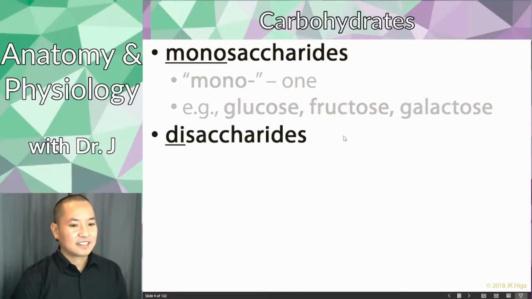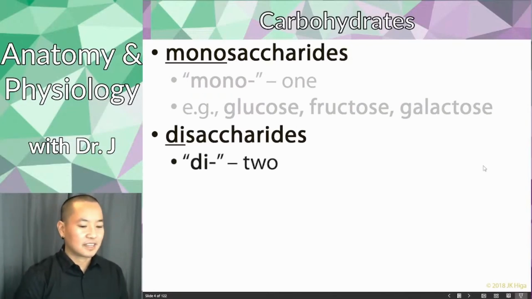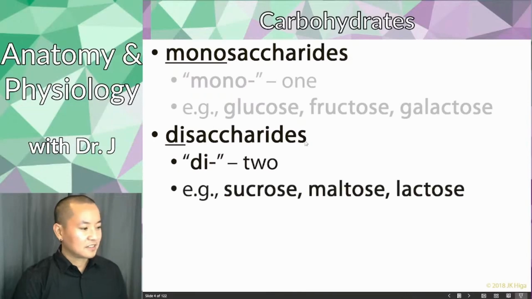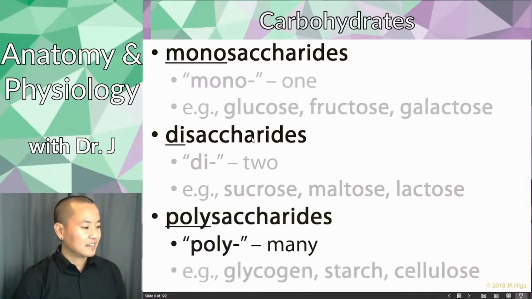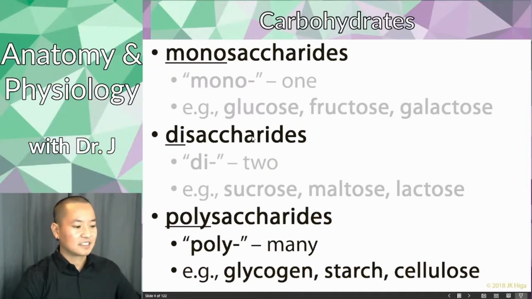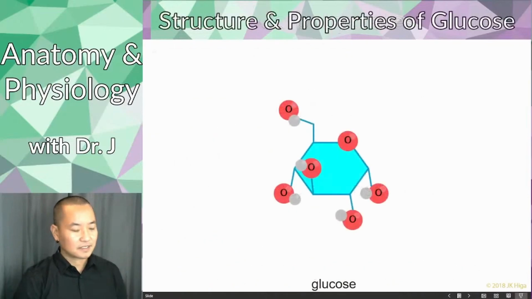And then you also have disaccharides. Disaccharides means 2, referring to 2 simple sugars, monosaccharides, joined together. Examples of that we have here. Now, there are many types of disaccharides, but the list I'm showing on this screen is the ones you should know. And polysaccharides, poly means many, so you have things like glycogen, starch, and cellulose. Those are examples of polysaccharides.